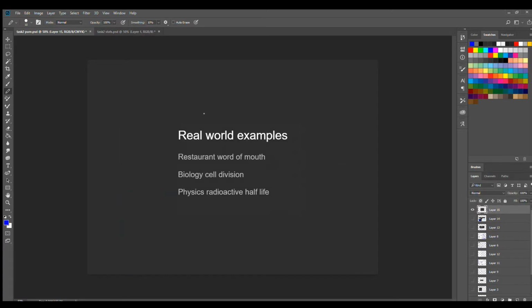Some real world examples for geometric sequences would be word of mouth. So a customer might say that a restaurant is bad, and then that person would tell 4 more, and then those 4 more might tell another 4 more. Another real world example could be biology cell division. So a cell could divide from 1 to 2, which would divide into 4. It could also be physics related, so radioactive half-life of a material, which could be calculated with geometric sequences.